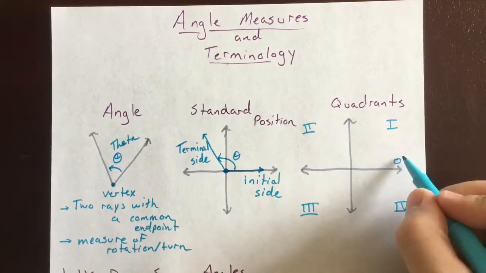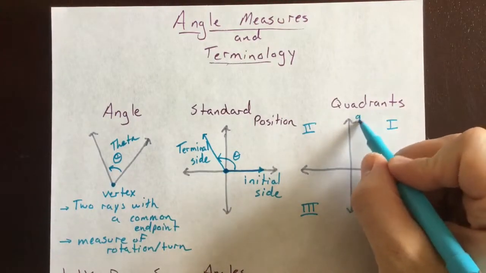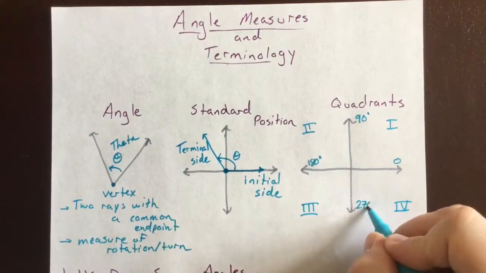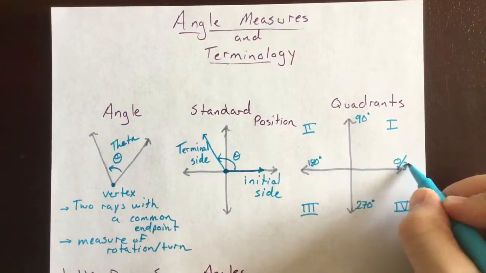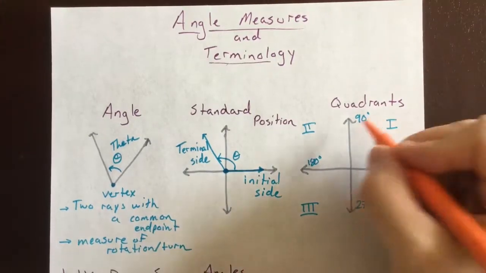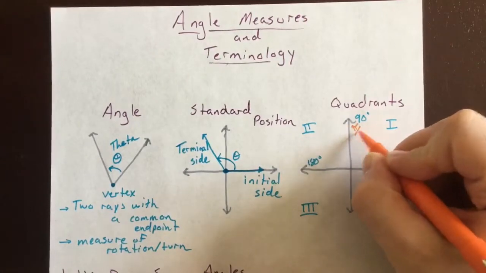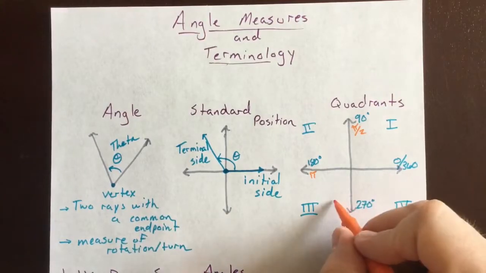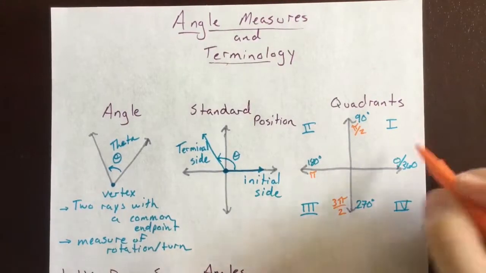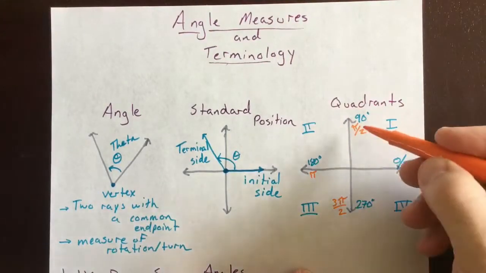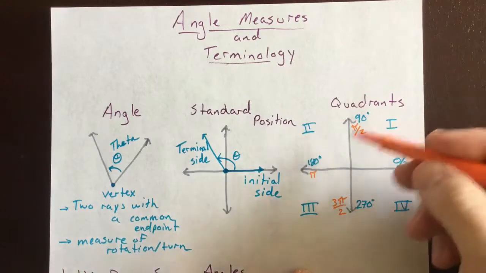So we have 0 degrees, 90 degrees, 180, 270, and yes, we can go back to 360. So this is in degrees. In radians, 90 degrees would be pi over 2, and then 180 would be pi, 270 would be 3 pi over 2, and 360 would be 2 pi.